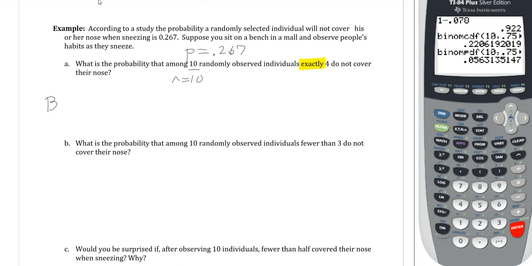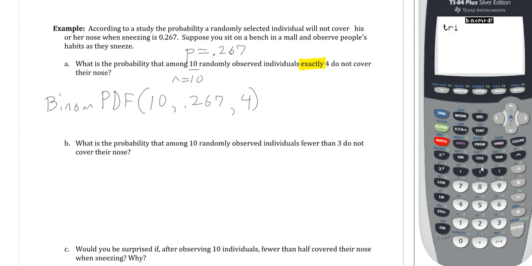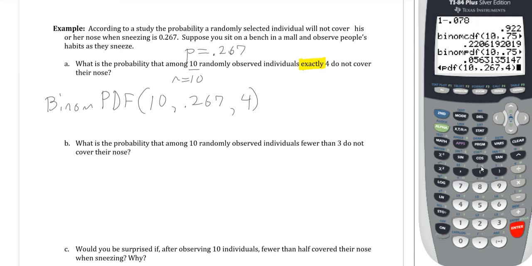So that means we're doing Binomial Pdf. In that case, it's Binomial Pdf. Here we have 10 trials. Probability of success, which is not covering their mouth, is 0.267. And then we have exactly 4. So that will give us second vars, 10, 0.267, 4 into Binomial Pdf. Make sure you use PDF. And that gives us a probability of 0.166 approximately.